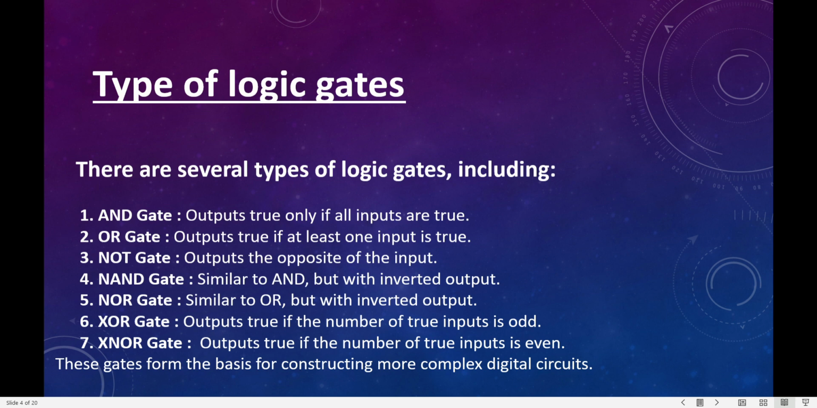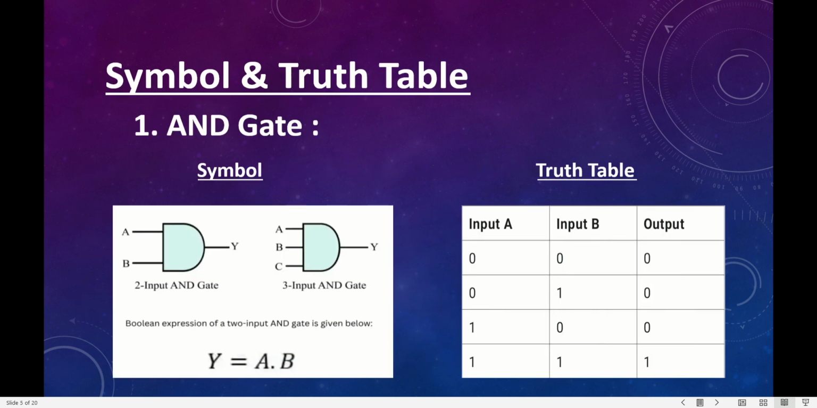and then the NOR gate is similar to OR but with inverted output, and then the XOR gate or exclusive OR gate outputs true if the number of true inputs is odd, and then the XNOR gate or exclusive NOR gate outputs true if the number of true inputs is even. And then these gates form the basis of constructing more complex digital circuits.